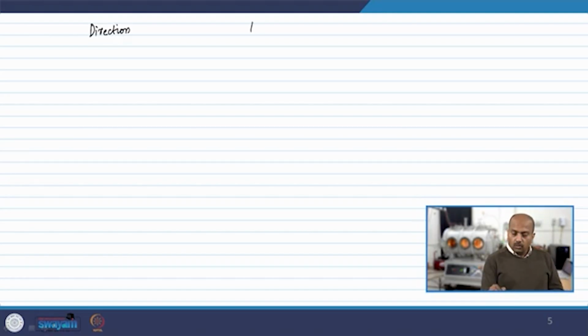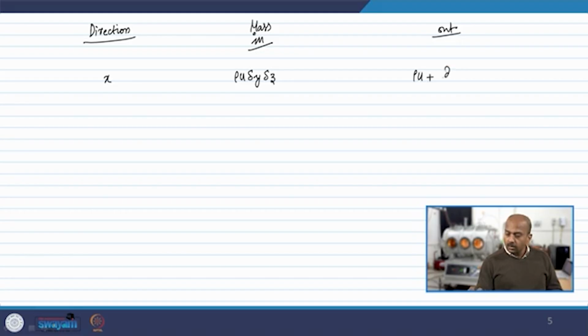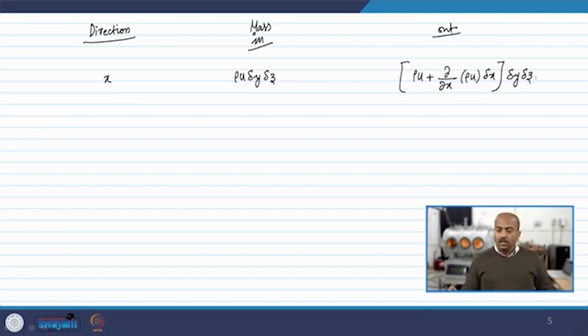Okay. So, this is the mass flow rate in and out, coming in and going out. The direction is, let us say, along the x direction, which we have done just now, which is rho u delta y delta z, and this will be rho u plus dou by dou x of rho u times delta x, multiplied by delta y delta z. Always remember, delta y delta z is the perpendicular area element along the direction that you have considered.